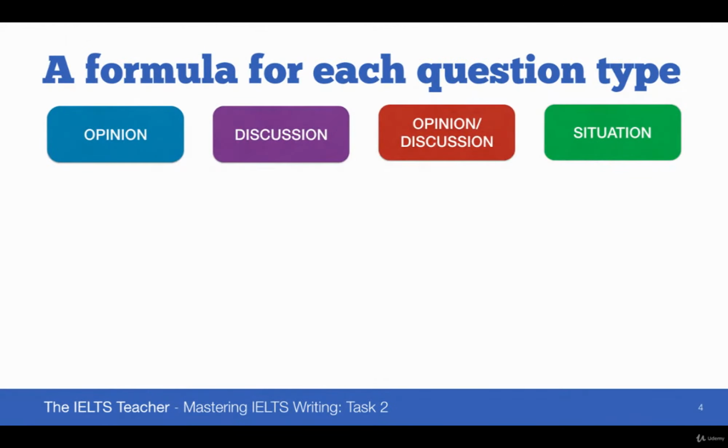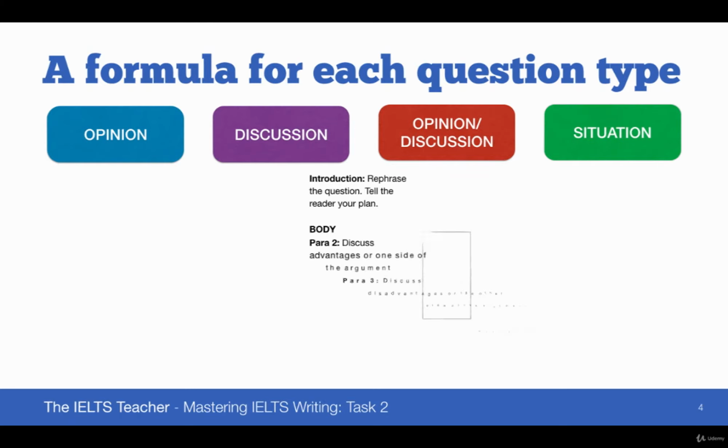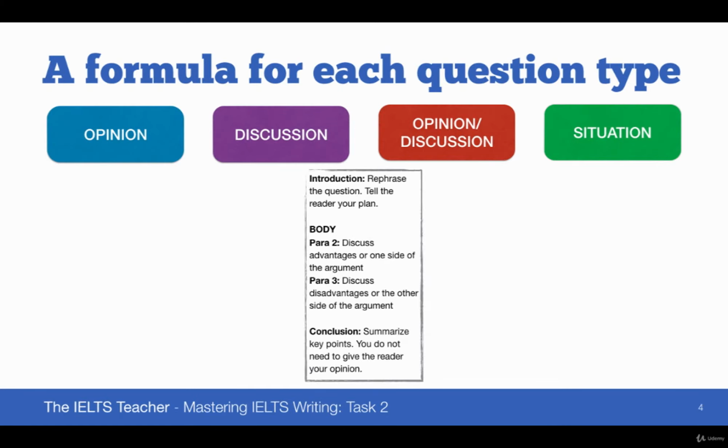So let's have a look at the formula for the structure for each question type. Look at this one here. In the introduction, we rephrase the question, we tell the reader our plan. In the body, we discuss the advantages in the first body paragraph, and in the second body paragraph, we discuss the disadvantages. The conclusion will summarize the key points, and we don't need to give the reader our opinion. Which question type do you think this structure matches?